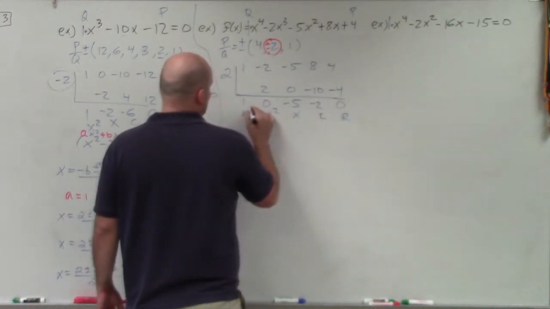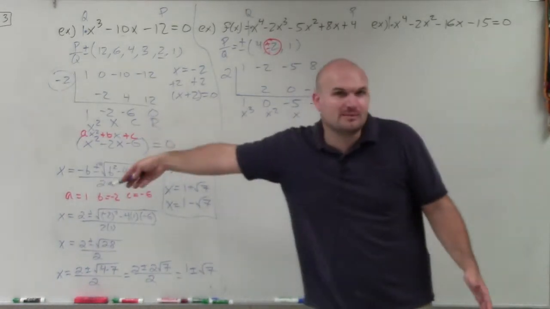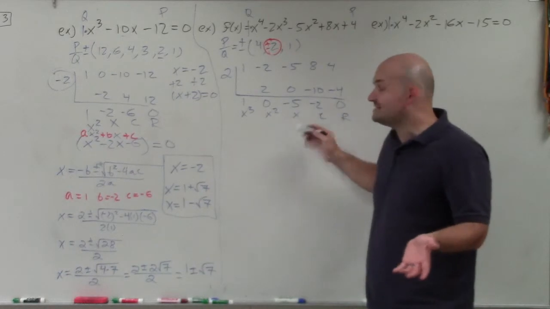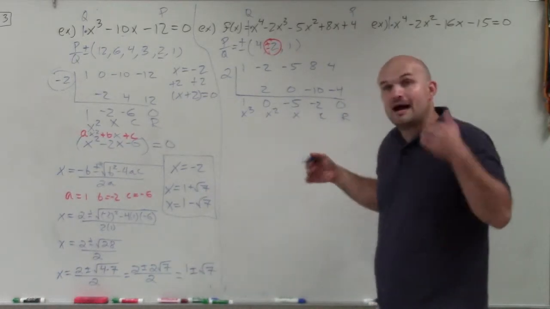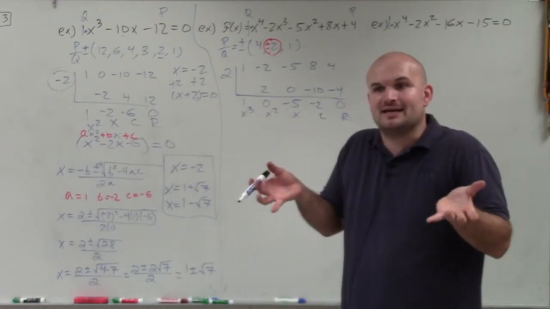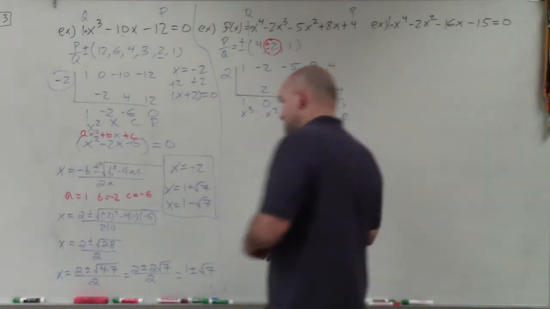constant, linear, quadratic, cubic. I still have a cubic factor. I can't use the quadratic formula on a cubic factor. I could factor it, but in this case, this is non-factorable. So therefore, I'm going to want to keep on using synthetic division until I get a factor that is factorable. It's in quadratic form or linear.